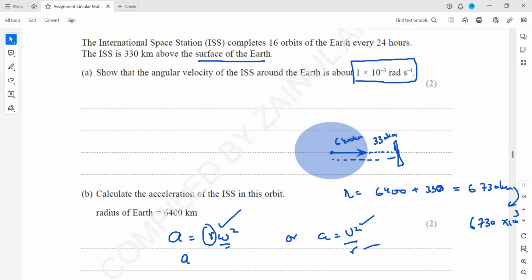So the acceleration is R omega square. R is 6,730 into 10 power 3. And omega we already calculated in the previous part, 1.16 into 10 power minus 3, and then the square is there, so we'll just put in the square. So this will give us about 9.7 meters per second square. That is the acceleration of the International Space Station.